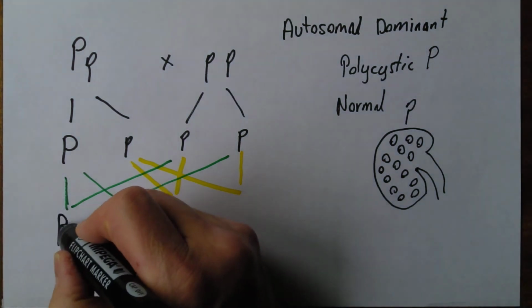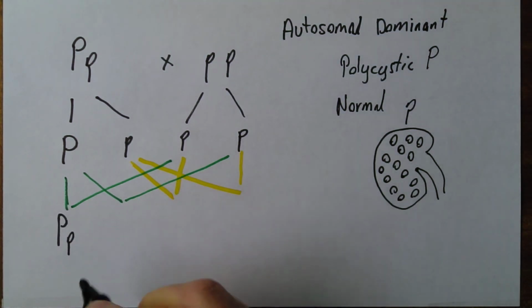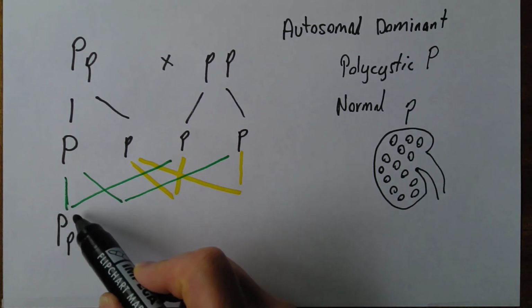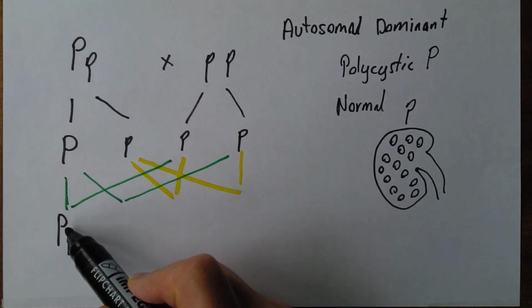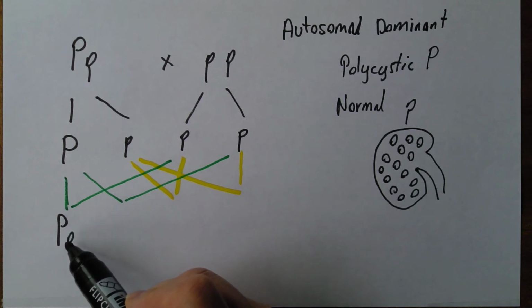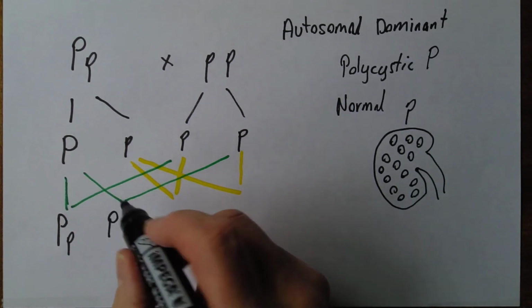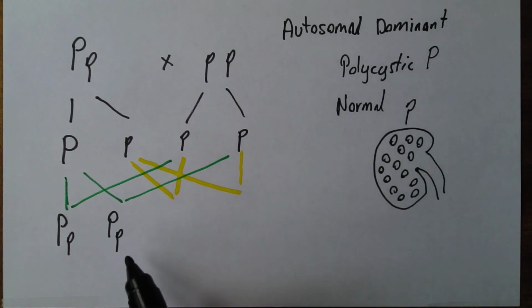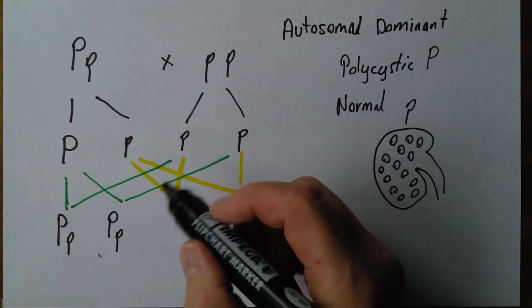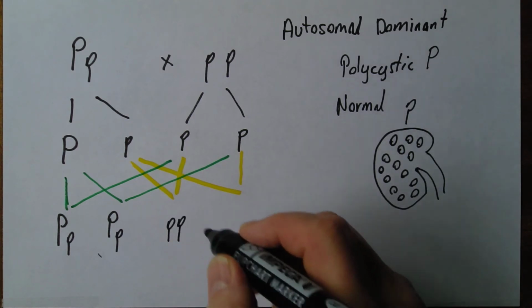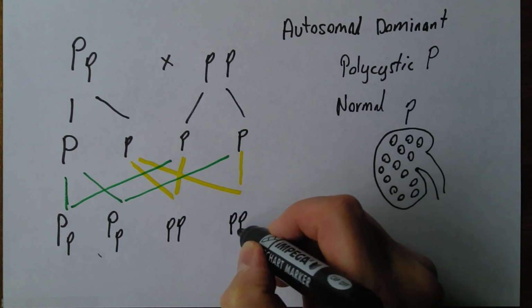Now, what would that give us? Well, that gives us a large P and a small p. This person is genotypically heterozygous, and because they carry one copy of the dominant disease gene, phenotypically they will be a sufferer. And it's the same here, large P, small p. So again, genotypically heterozygous, phenotypically suffering from polycystic kidney disease. But here we have a small p and a small p, giving us two small p's. And it's the same there, two small p's.